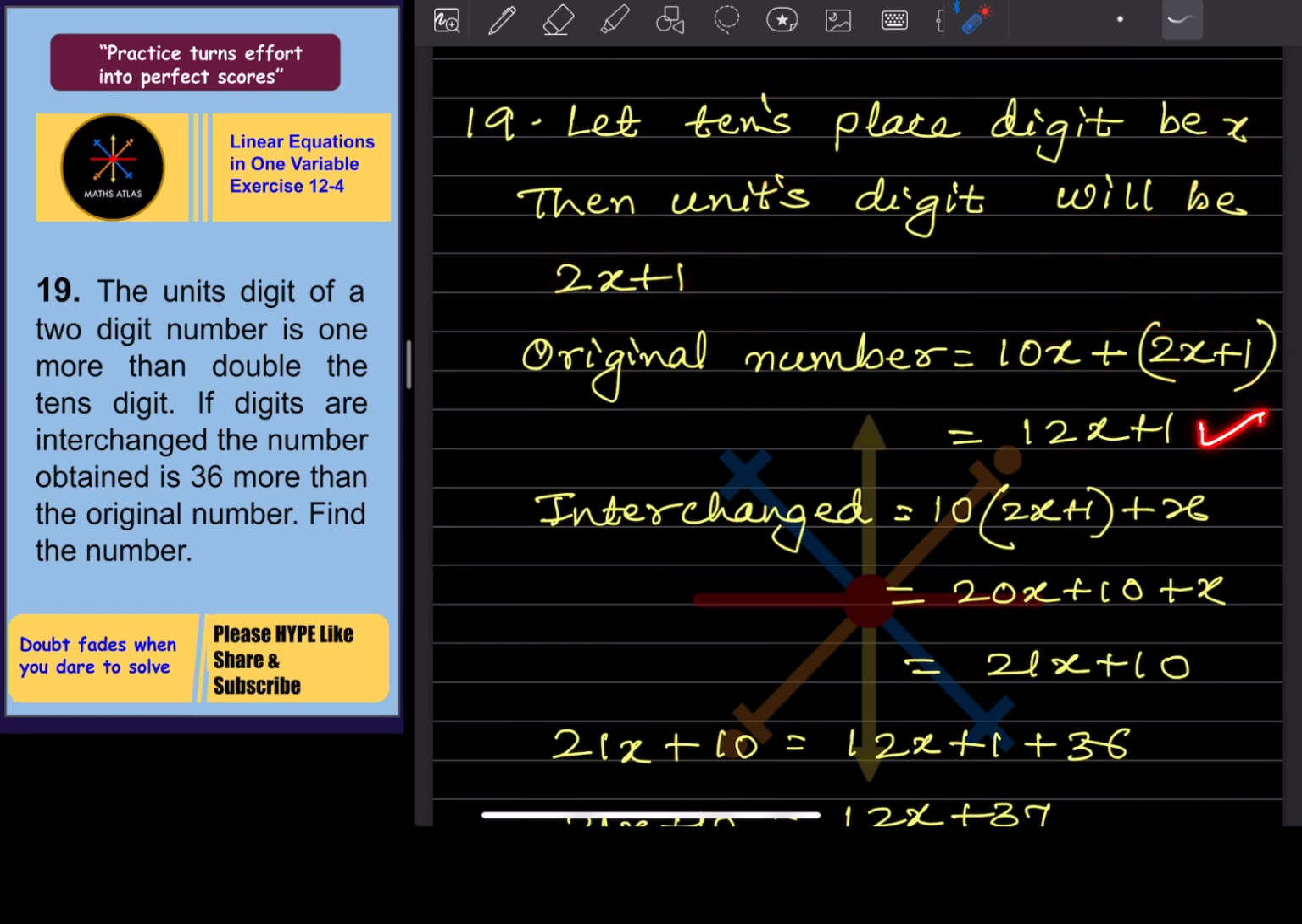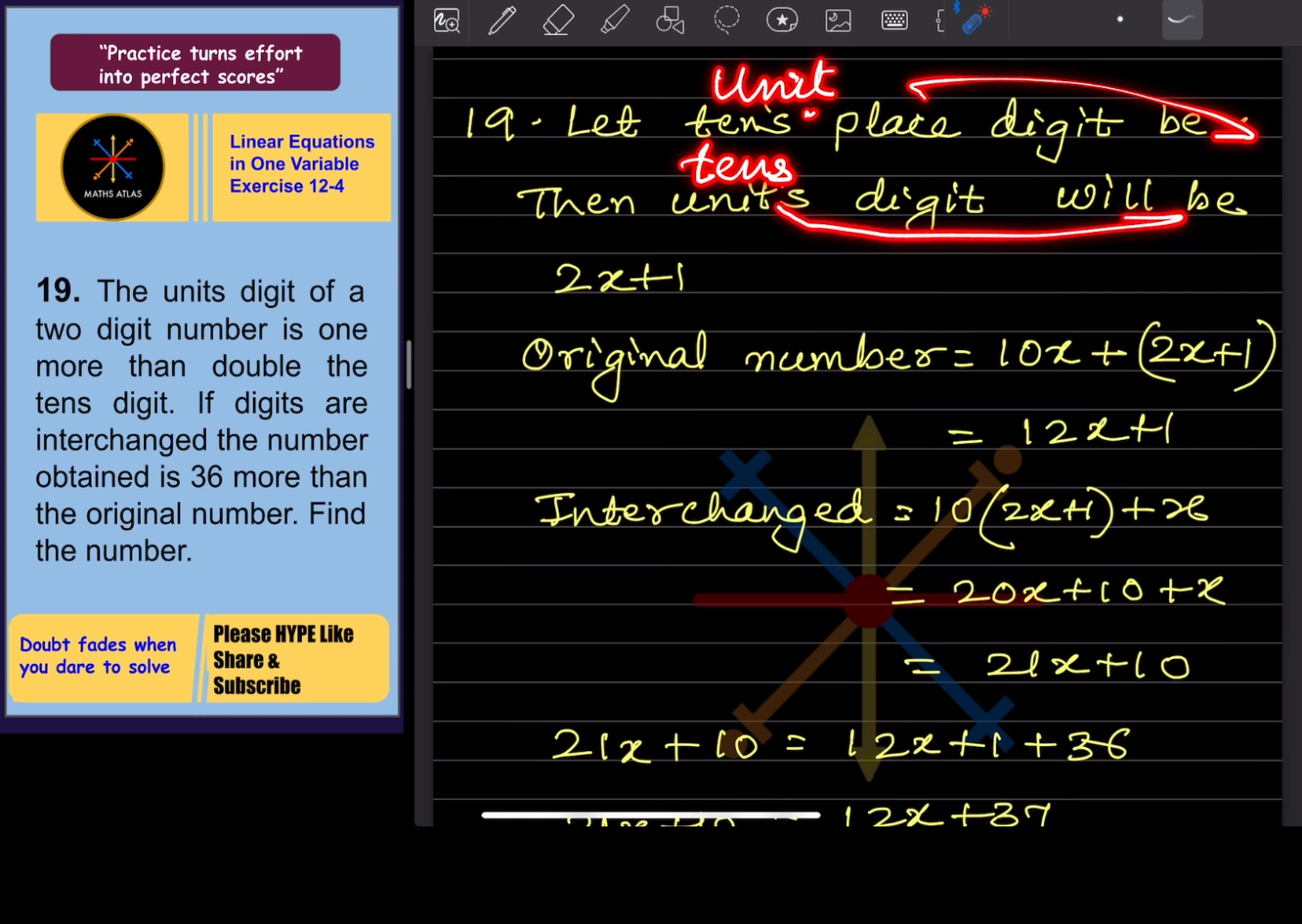And if it is interchanging, so interchanging means this is going to be the units place and this is going to be the tens place. So the units place will be x and the tens place will be this, you are going to multiply by 10. So after multiplying by 10, we can put a 10 over here. So that is going to be 20x plus 10.